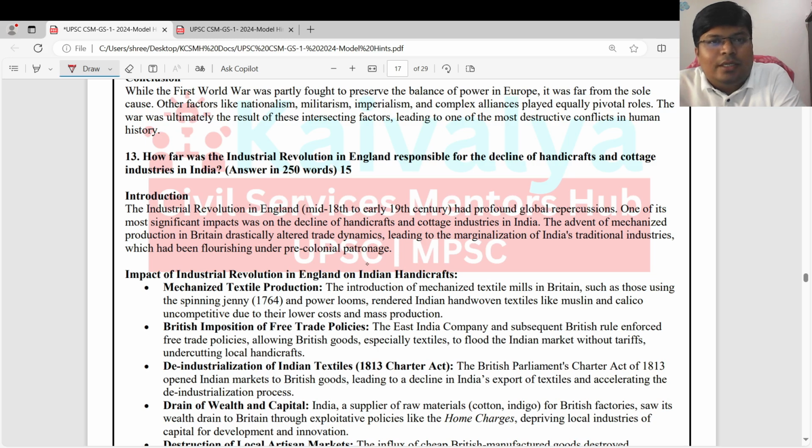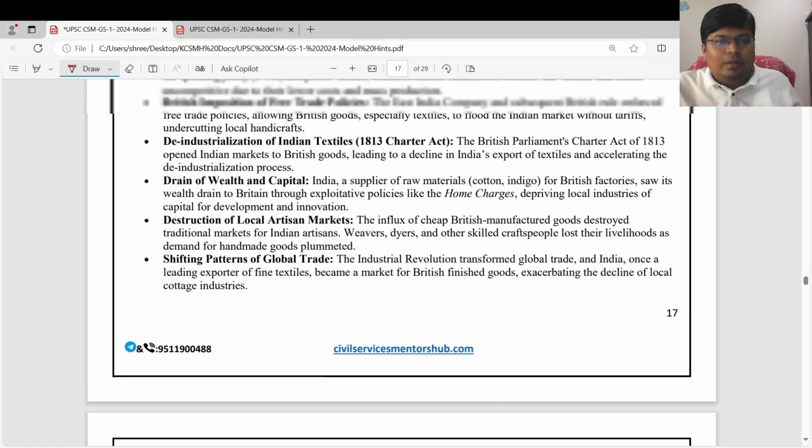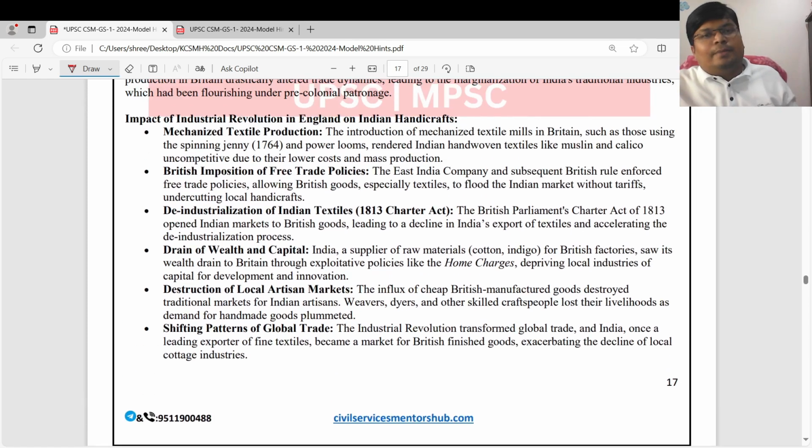Now you need to establish the impact of the Industrial Revolution on the decline of the handicraft industry in India, means deindustrialization. And in addition to that, there were many other reasons responsible for the decline of handicrafts and cottage industry in India. So just go through it, and you will realize what different factors were responsible. Mechanized textile production: obviously, due to mechanization, mass production was there, and mass production makes goods cheaper, and the costlier Indian product could not compete with cheap products manufactured with the help of machines.